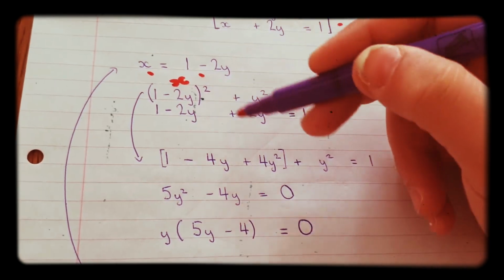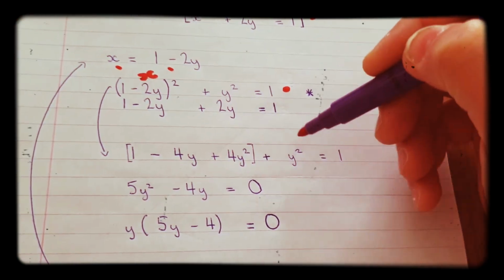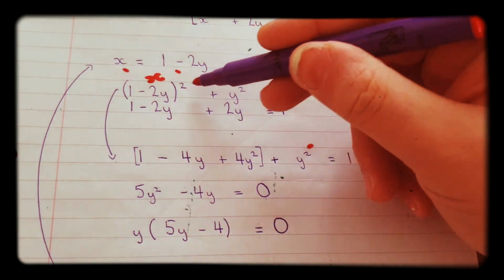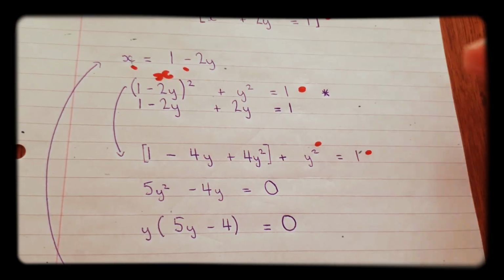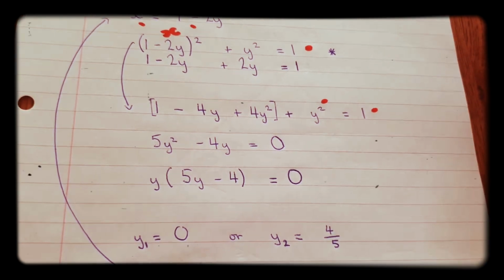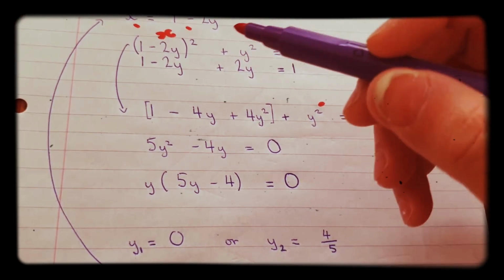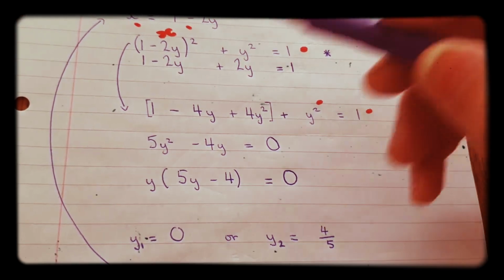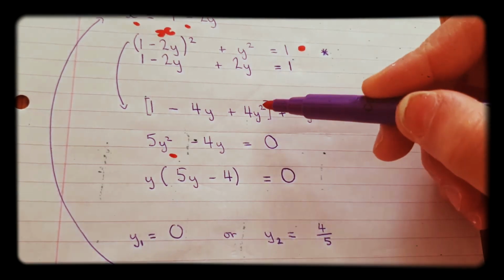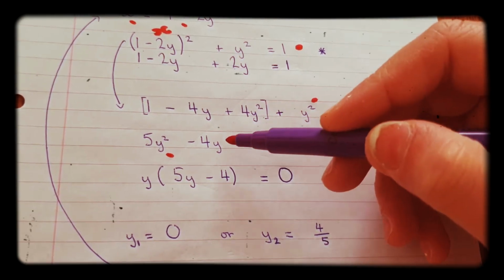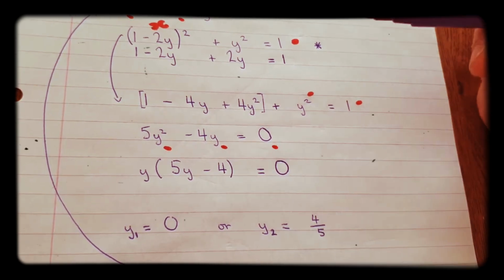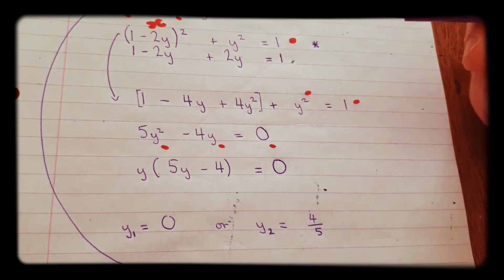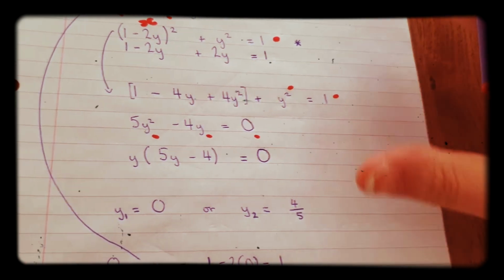If you expand that, and then plus the y squared. So following this line here, plus the y squared, and then you'll be equal to 1. Quickly rearrange that and simplify it, and you'll get 5y squared, so 4y squared add y squared, minus 4y, and then equals 0. Because you take the 1 over to the other side, 1 minus 1, 0.